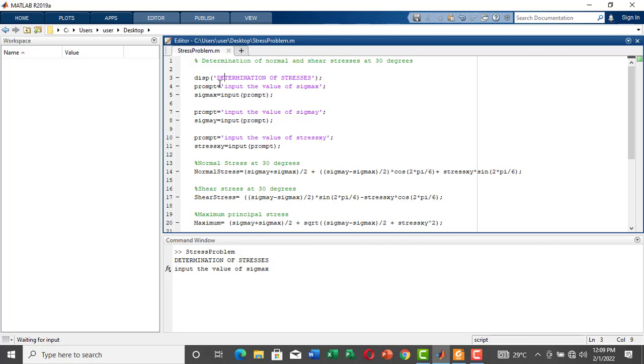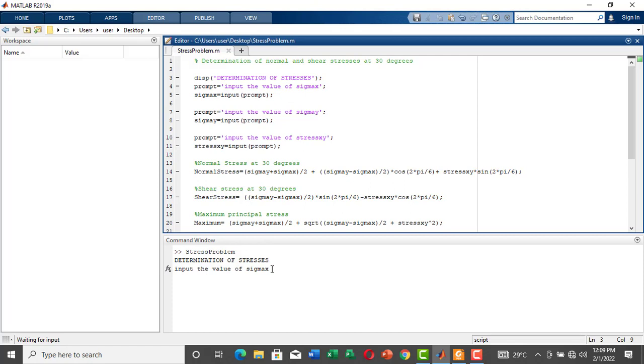Determination of stresses. That is what I have in that display. I told you to display this just like a title, so whoever sees this knows what we want to do. The next thing I told you to do is prompt something: input the value of sigma x. And that is what it has prompted here. Then I am to input that prompt.